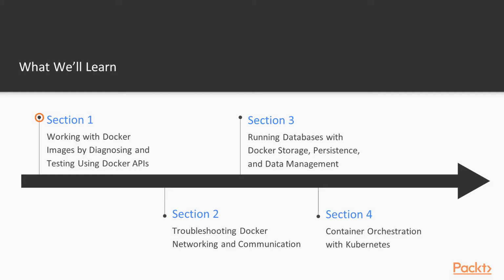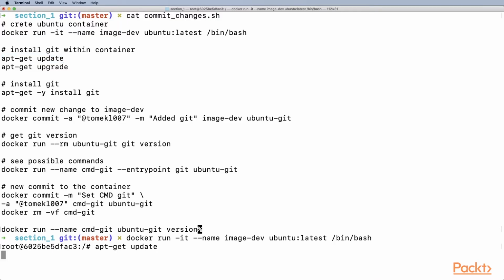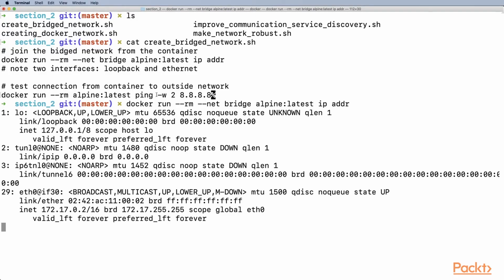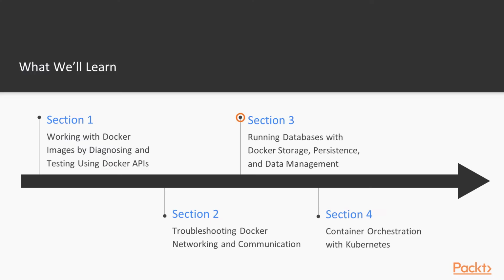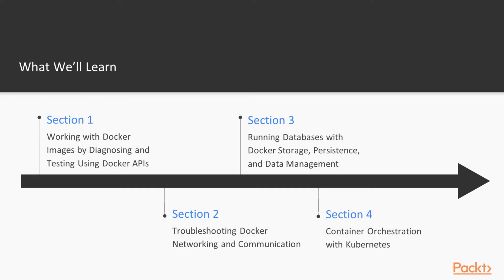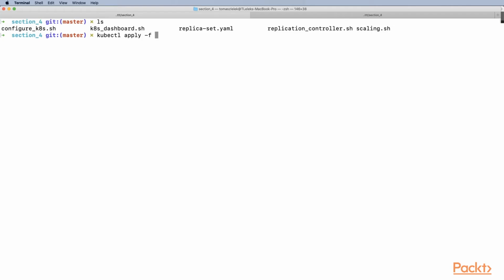In section number 1, we'll be working with Docker images by diagnosing and testing them. So we'll be looking at the tools for making them better. Then in section number 2, we'll troubleshoot Docker networking and communication. So networking and network in Docker. Section number 3 will be about running databases with Docker storage, persistence, and data management. Then we'll go to container orchestration with Kubernetes, and we will see how Kubernetes is using Docker.